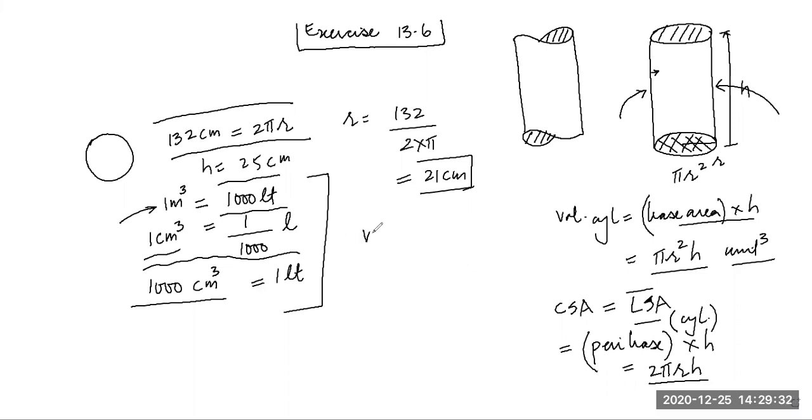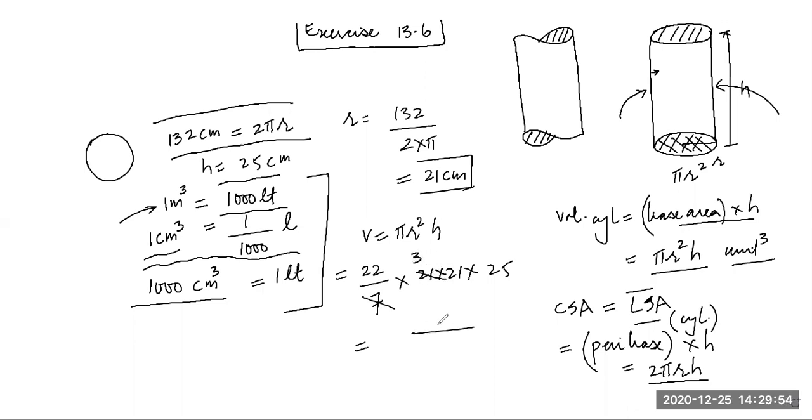So guys, the volume formula is pi r square h. Pi r square h is equal to 22 by 7 into r, which is 21, into 21, into h, which is 25. That is equal to, have you done? So this will be the volume.